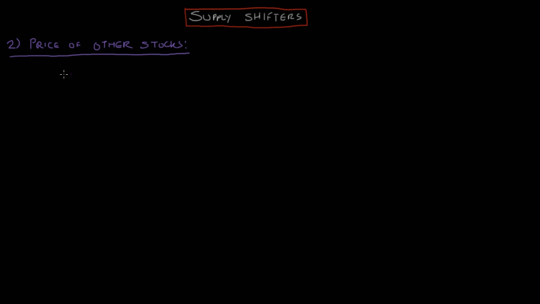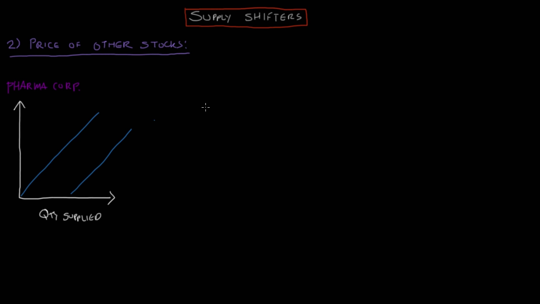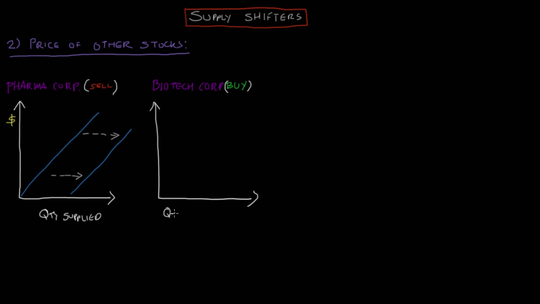The second determinant is the price of other goods. This idea is similar to substitution in our determinants of demand. Let's say you currently own shares of PharmaCorp stock, but there's a company called Biotech Corp, and you find the stock to be more appealing than PharmaCorp. You might make the decision to sell your current shares of PharmaCorp stock and acquire Biotech Corp stock. These actions will increase the supply of PharmaCorp stock, and this will create a shift in the supply curve to the right, and will also increase demand for Biotech Corp, which will shift the demand curve to the right as well, because when you buy Biotech Corp stock, this will increase demand.